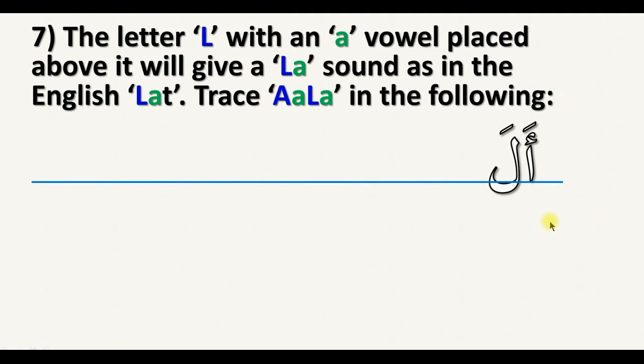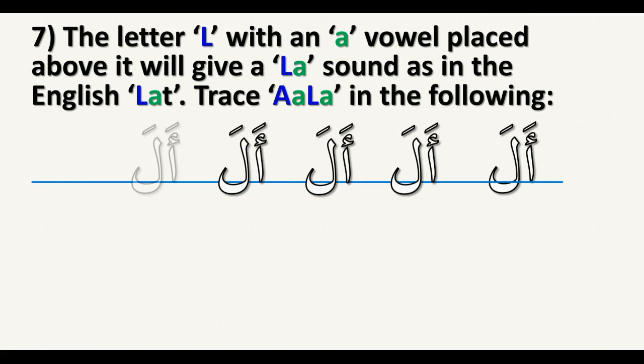How do you write Allah? You start from here. You trace here. Then you put in the symbol. Then L. After that you put in the vowels. And so you have a la, Allah. You have several examples of Allah here. You are to trace all of them.